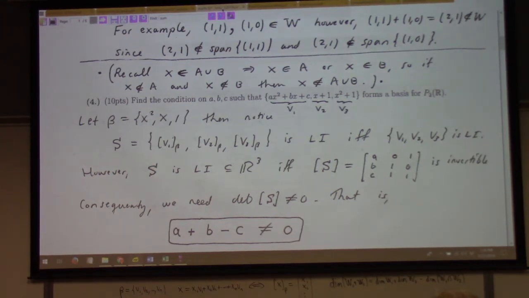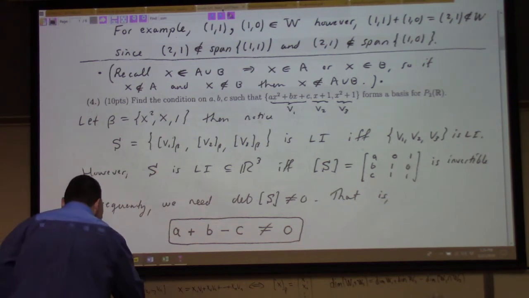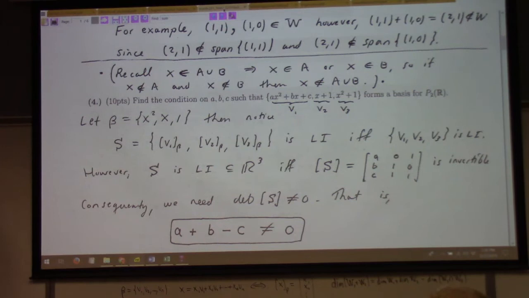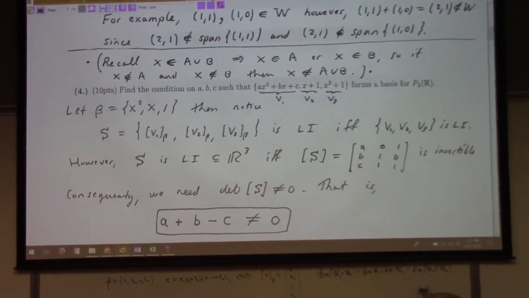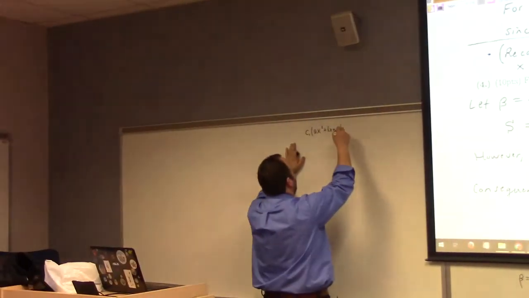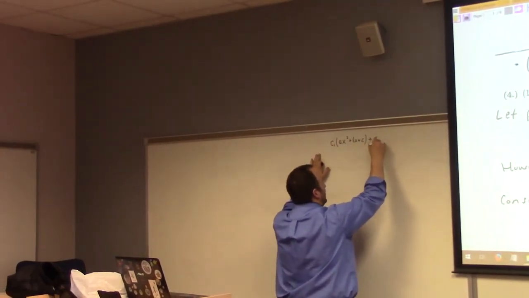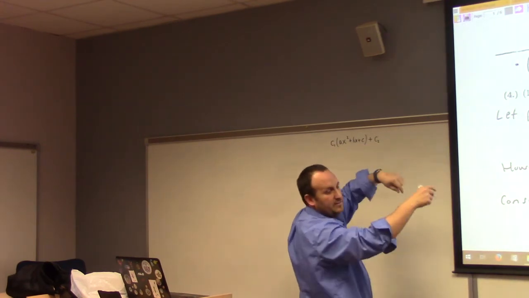Now, there are other ways you could have gone about it, right? What would have been another way to try to solve this? If you didn't think of my trick, how would you do it? I would have suggested you do something like c1 times (ax squared plus bx plus c), plus c2 times what? x plus 1, right?